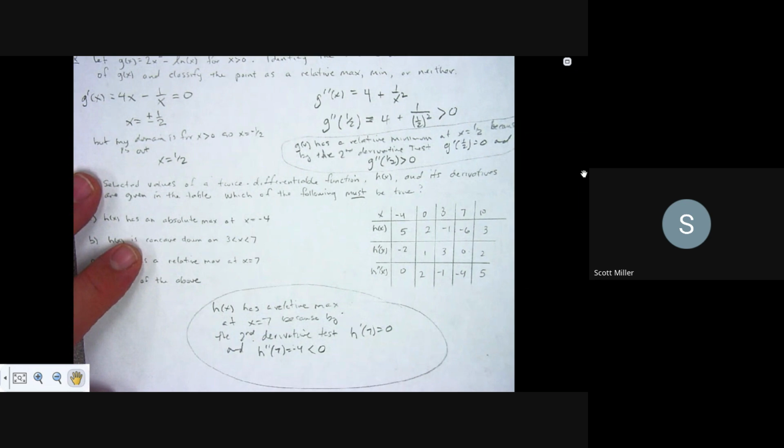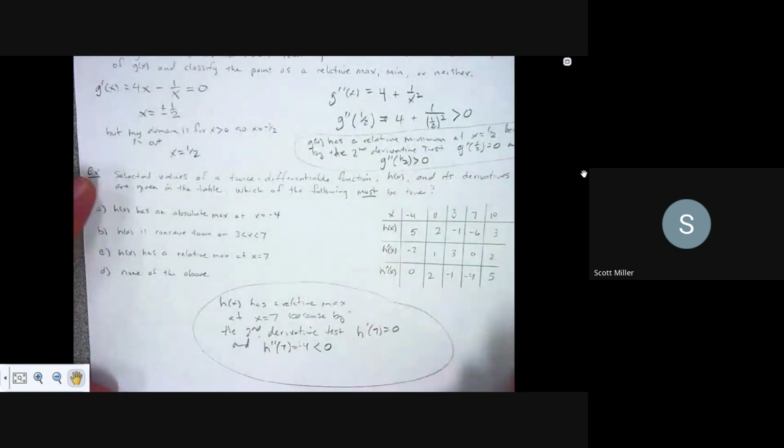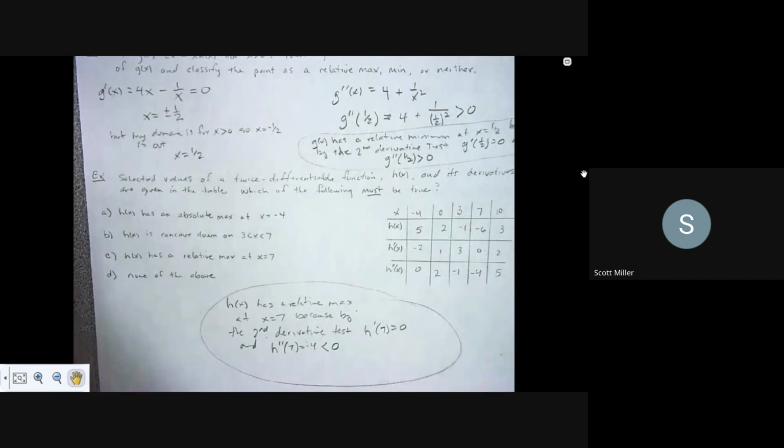It uses both the first and the second derivative and the critical points to determine if you have those available to you and you don't have a picture. Usually it'll be in a table format, things like that. Okay? So that concludes this video, and we'll do more in class.